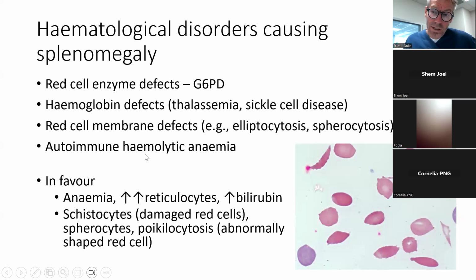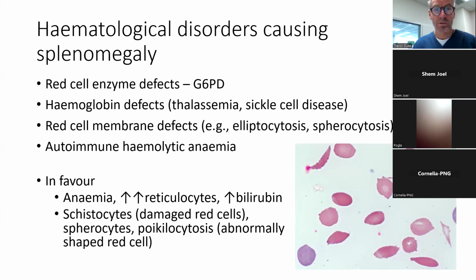Also, if you saw abnormal shapes and sizes of red cells, then sometimes that's an autoimmune hemolytic anemia, which can occur with lots of different infections. So Mycoplasma can give an autoimmune hemolytic anemia, particularly. So can Epstein-Barr virus sometimes. And so there are many different hematological causes of splenomegaly that you need to go through.